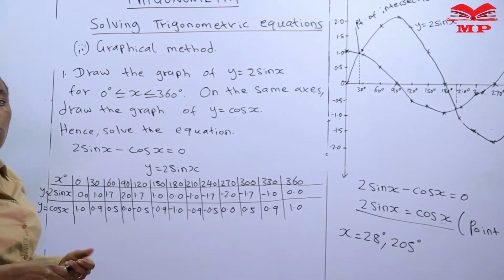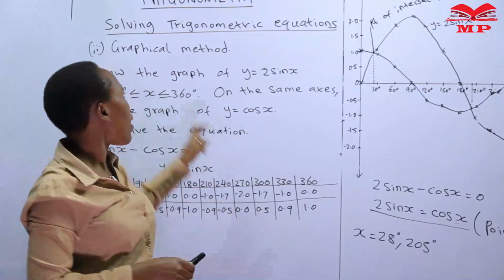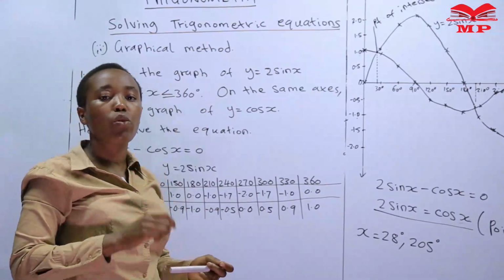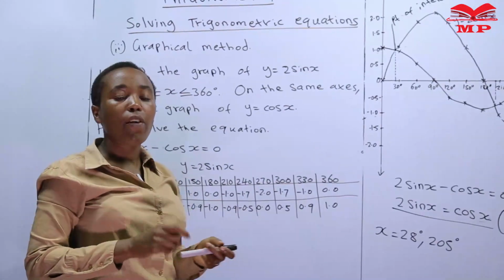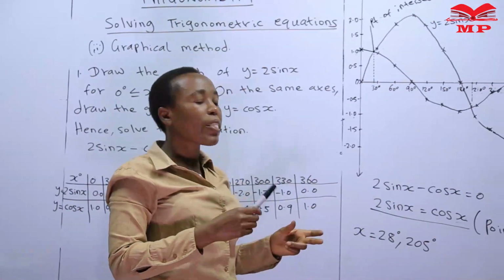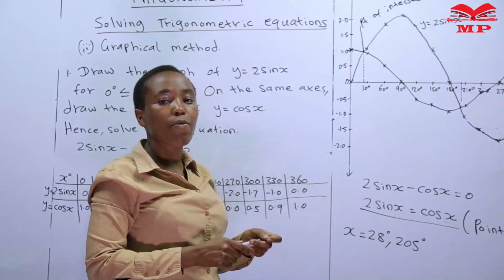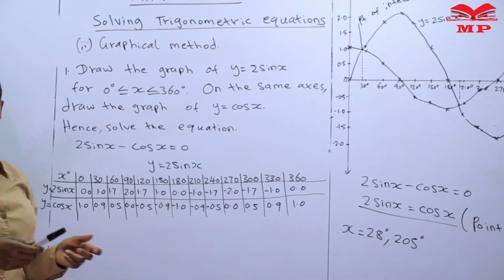So you can solve more trigonometric equations by the graphical method. That is by drawing the two graphs that you have been given. Then after plotting the graphs, you consider the equation and see how we can get the values of x. It can be 1, 2, or even more.